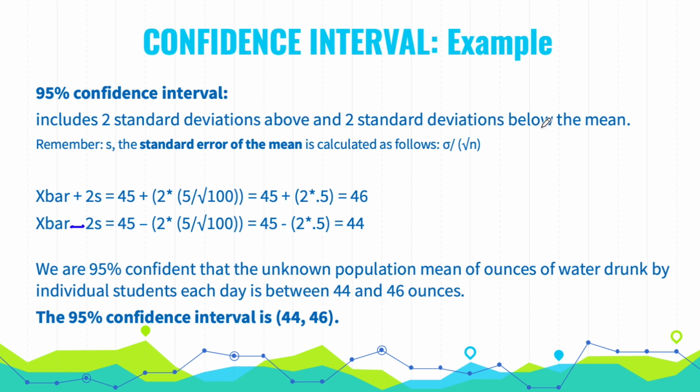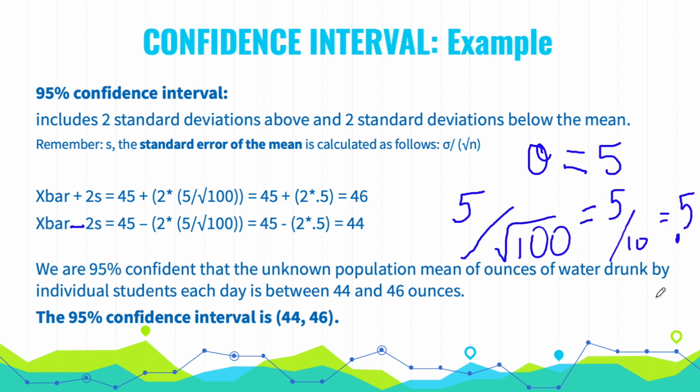Now, when we're working with problems like this, we're going to be given a population standard deviation. In this case, we were told that the population standard deviation was 5. So we need to use s, the standard error of the mean, which is calculated as follows: the standard deviation divided by the square root of n. We take 5, and we're going to divide that by the square root of our sample size. Do you remember? It was 100. So that simplifies as follows: 5 divided by 10, which is equal to 0.5.